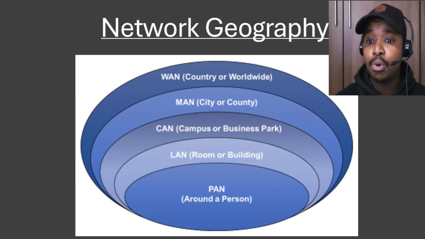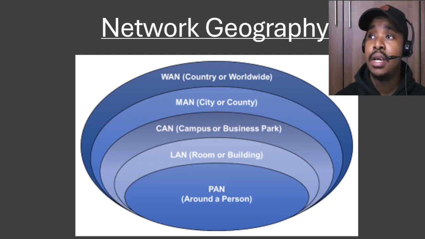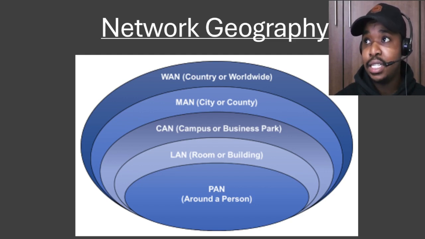So what we spoke about in this section of the lesson is a PAN, which is around a person, a LAN, which could be in a room or a building, a campus area network, which is limited to a campus or business park, a metropolitan area network comprising a city or country, and then the wide area network, which consists of a range between a country or worldwide. So thank you for holding up and listening to this section.